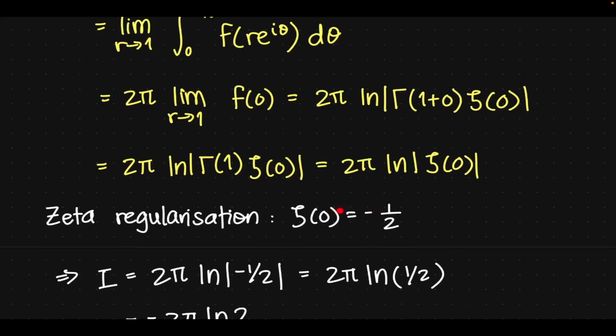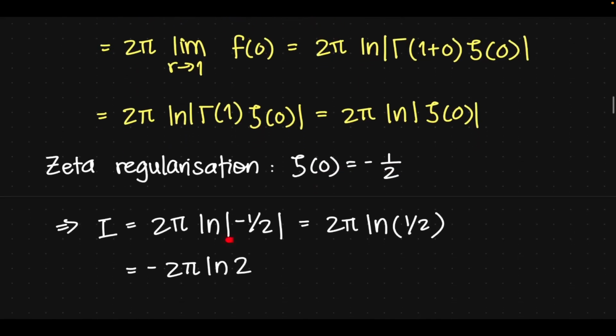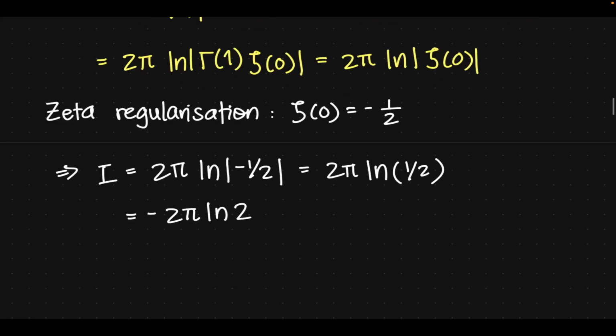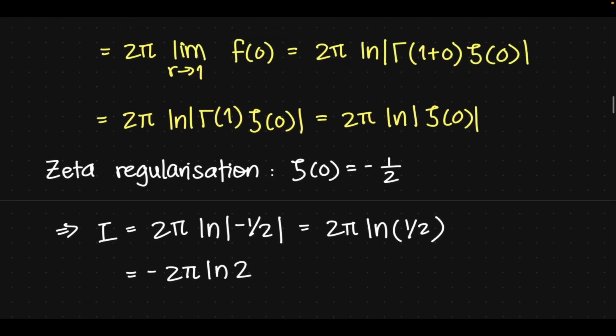Now, by the Ramanujan summation, or what we call zeta regularization, we know the value of zeta of 0. It's minus 1/2. So using that, we have I equals 2 pi ln absolute value minus 1/2, which is 2 pi ln of 1/2, which is minus 2 pi ln 2, from the properties of the log. And that's it. That's the final answer.